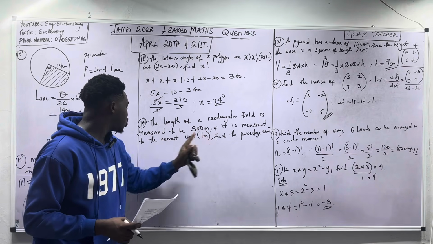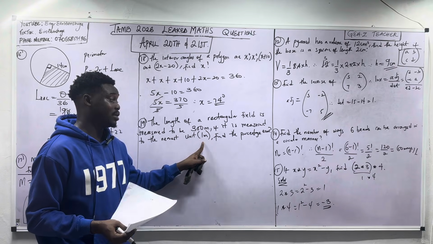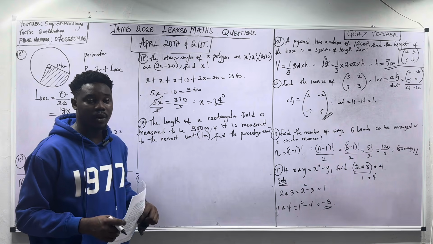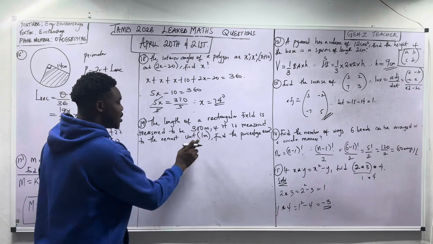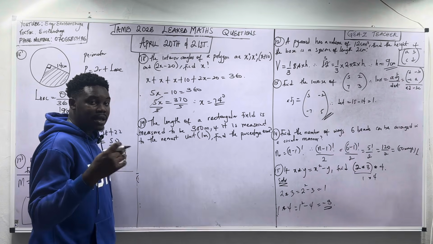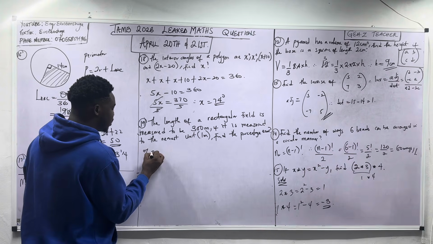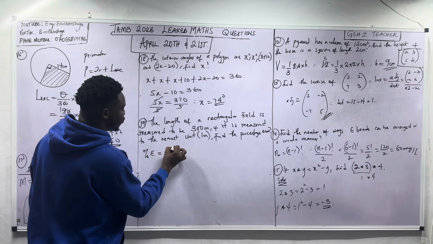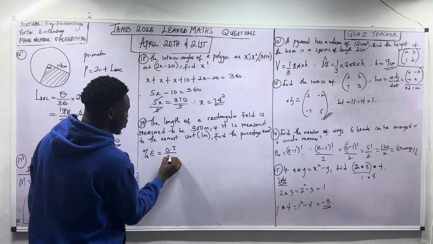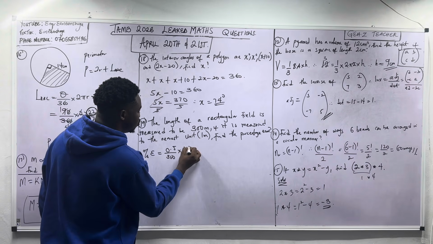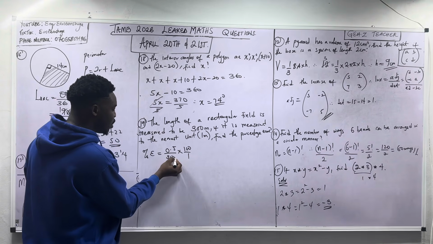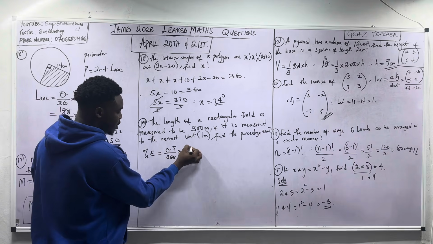Number 19, the length of a rectangular field is measured to be 300 meters. If it is measured to the nearest unit, that's 1 meter, find the percentage error. Now, not to waste time, since you have an accuracy of 1, the error should be 0.5. So we're going to say the percentage error becomes 0.5 over 300 times 100 over 1. So let's work this out. These two zeros take out these two.